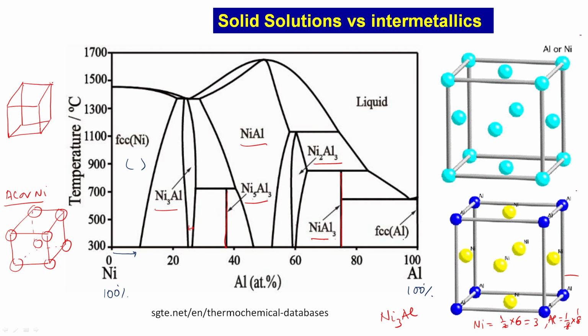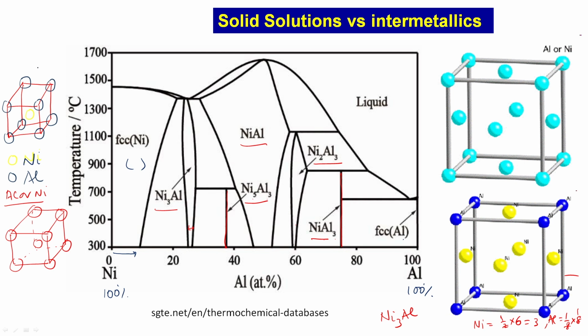So, for aluminum let us use the same color, this. So, corner atoms are aluminum and you can see 8 atoms. So, 1 by 8 into 8 is 1 atom aluminum, nickel, and this is your aluminum.